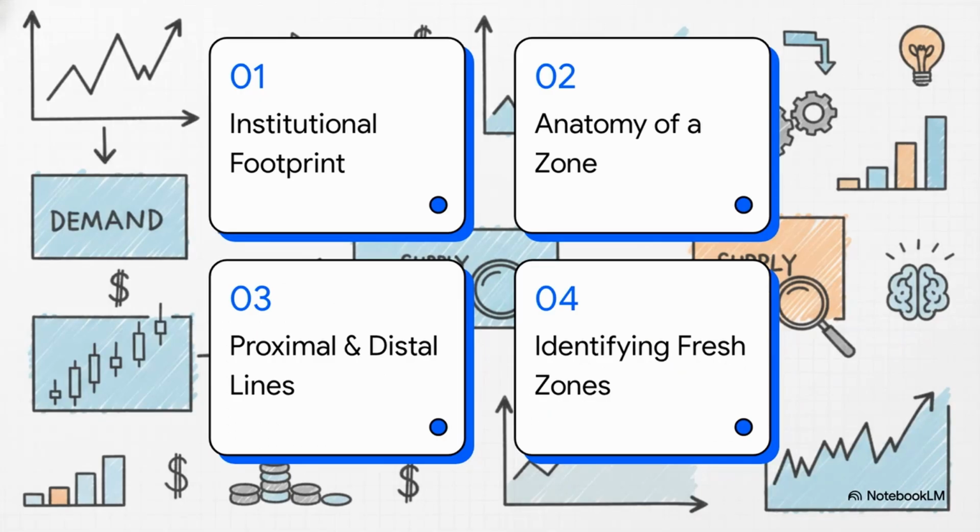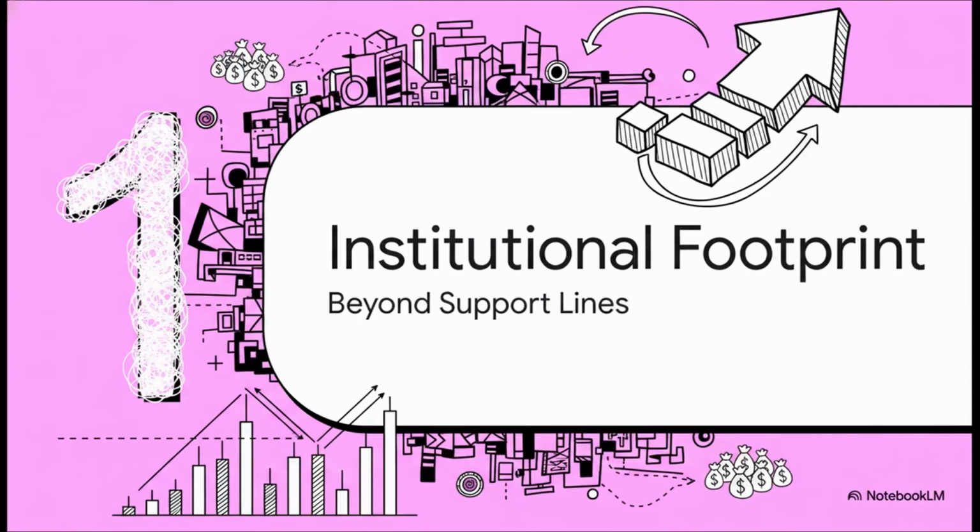Okay, let's dive right into this. We've got a quick 4-step roadmap for today. First, we'll look at the institutional footprint. Second, the anatomy of a zone. Third, drawing proximal and distal lines. And finally, identifying fresh zones. All right, kicking things off with part 1, the institutional footprint, beyond support and resistance.